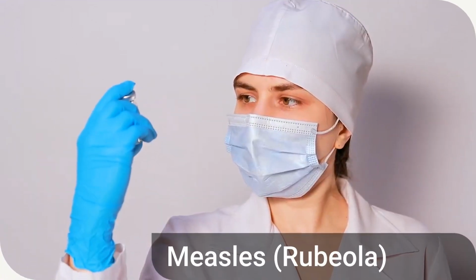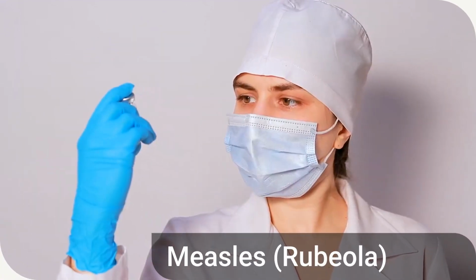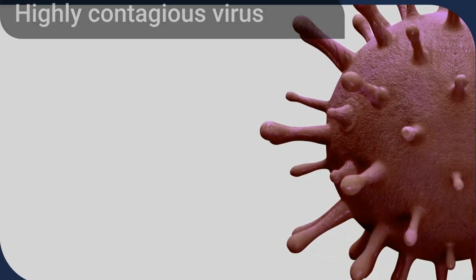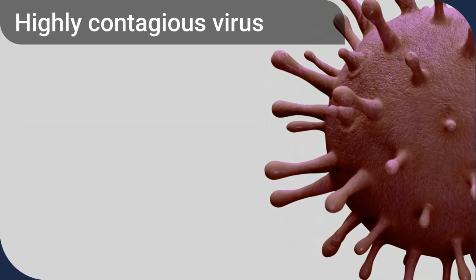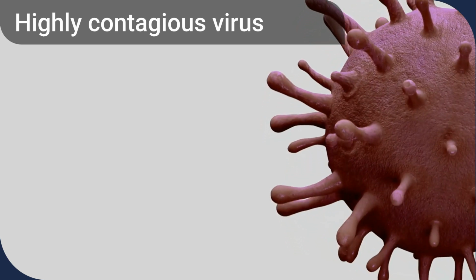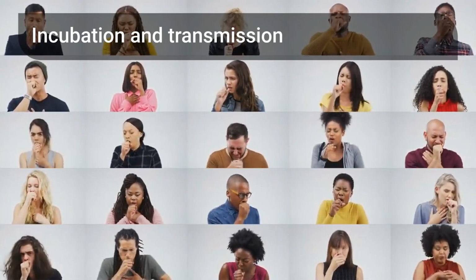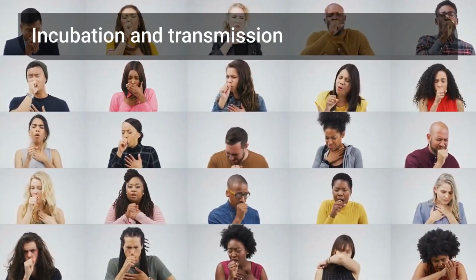Welcome to an overview of measles, also known as rubeola. This video will cover its symptoms, transmission, and prevention. Measles is a highly contagious viral illness caused by the morbillivirus. Understanding its biology and clinical course is vital for early recognition and prevention. Let's first look at how the virus incubates and spreads among the population.